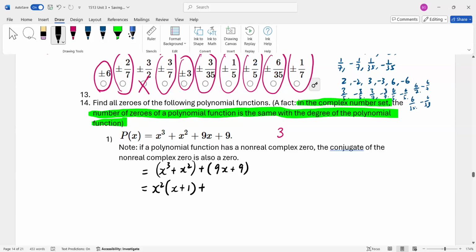And 9x plus 9, those 2 terms, they have GCF 9. We can factor 9 out. Then in the parentheses, we have x plus 1 as well. And as you can see, those 2 groups, they have a common binomial factor. In the parentheses, x plus 1, in the parentheses, x plus 1. So we can factor that part out. Factor x plus 1 out. From the first part, we have x squared left. From the second part, we have 9 left. All right.